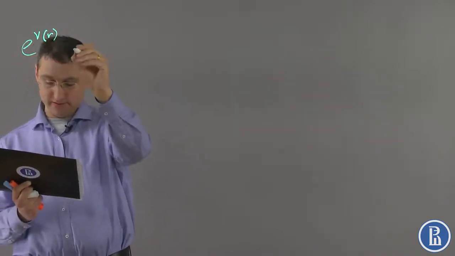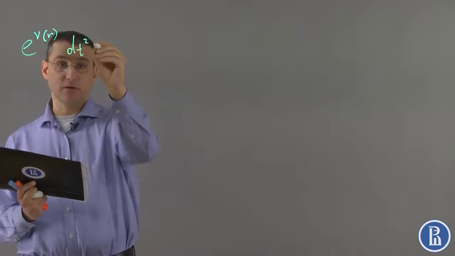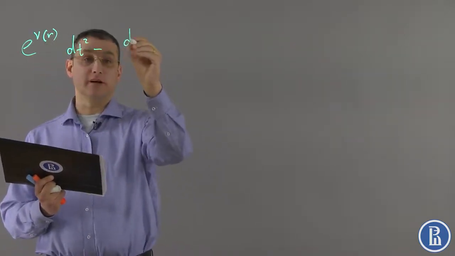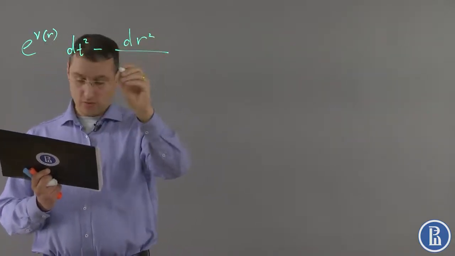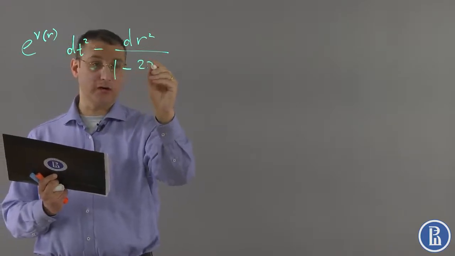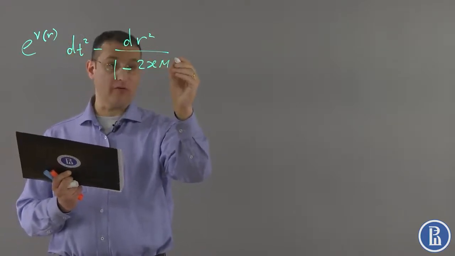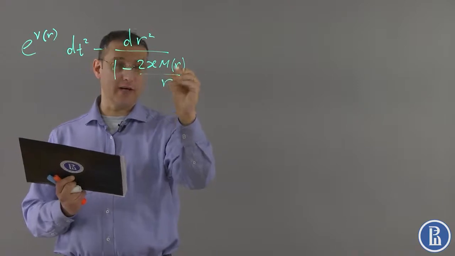Now everything is ready to draw the Penrose-Carter diagram for the spherical star solution. So we have to separate the relevant two-dimensional part of the metric, which, as one can guess, is just this one: dt squared minus dr squared over 1 minus 2 kappa m of R divided by R.